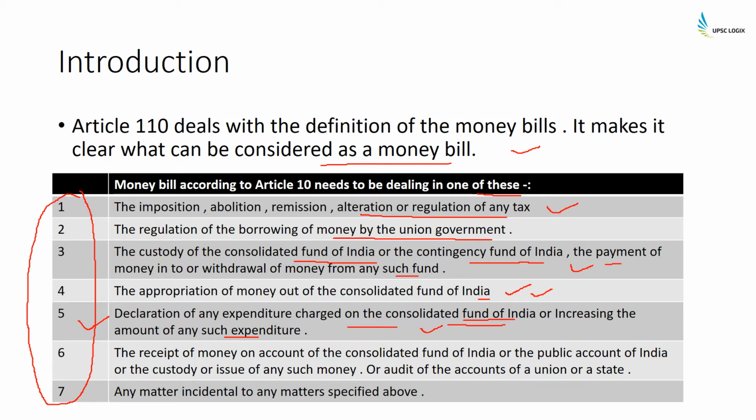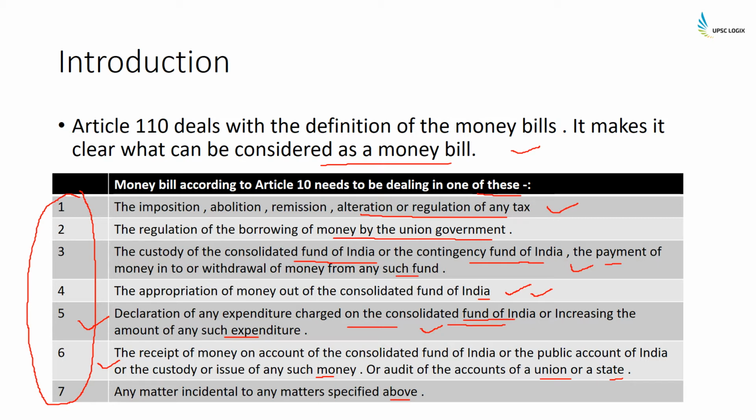Number 6 is the receipt of money on account of the Consolidated Fund of India or the public accounts of India, or the custody or issue of any such money, or audit of accounts of the union or a state. Again, any bill dealing with this point is considered a money bill. Number 7: any matter incidental to any matter specified above. So any bill dealing with any of these matters is considered a money bill.